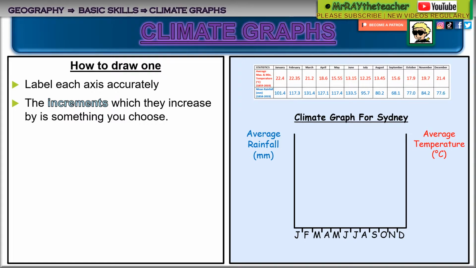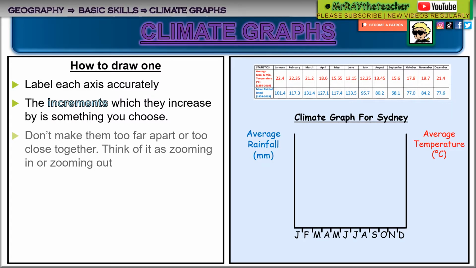Suggestion is just start drawing the lines first, and then have the increments go by relevant amounts. Don't make them too far apart or too close together. Think of it as zooming in or zooming out. So here we go, I've just drawn them. Say if they're too far apart, just draw a line between them. If they're too close together, just label every second one.